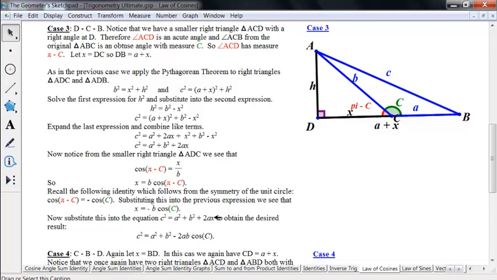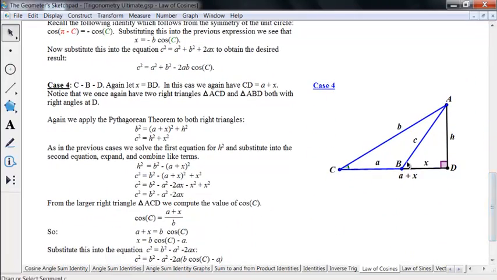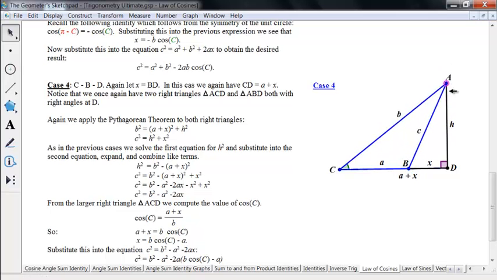Plug that in place of the x here. That minus is going to make the plus into a minus, excuse me. And so I get c squared equals a squared plus b squared minus 2ab cosine of c. So one more case to consider. And this time, b is the one in the middle, so c, then b, then d, and we're out here, very, very similar to our last case.